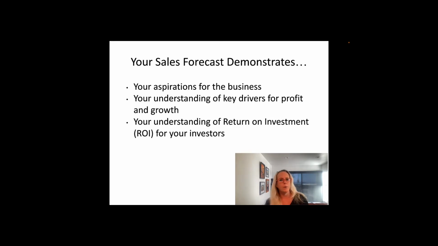And really, more importantly, your sales forecast demonstrates your aspirations for the business, where you want this thing to go. Your understanding of key drivers for profitability and growth, where all of those revenue streams are going to come from, and your understanding of your return on investment, or ROI, for your investors.